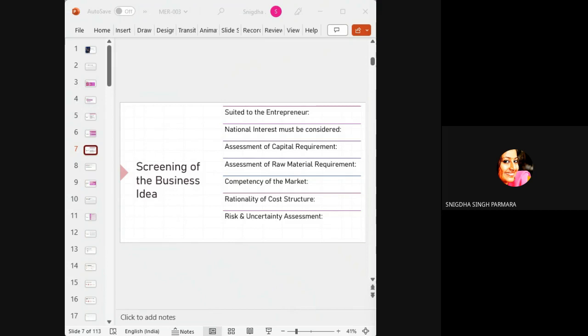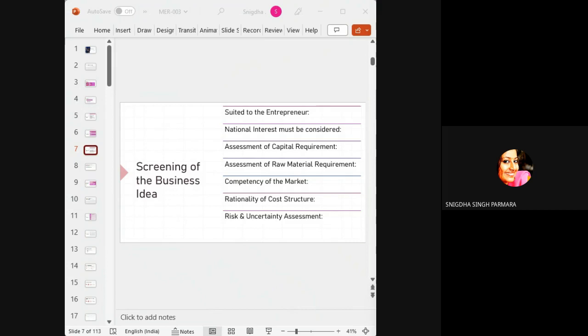Competency of the market. If the market is not competitive for certain products or certain business ideas that have been suggested by various sources, those could be shortlisted out as well, on the grounds that it is not going to provide any competitive advantage to the business. For instance, the market size is very small, or the level of competition is very high, or there are entry barriers created.